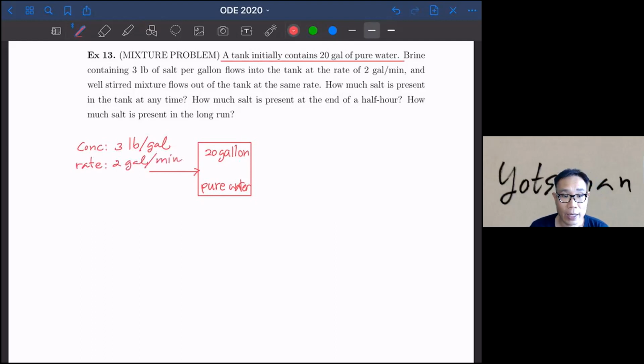It goes into the tank and is stirred, and the well-stirred mixture flows out at the same rate. So the rate flowing out will be 2 gallons per minute, the same rate. We'd like to determine how much salt is in the tank at any time. That will be our first question.